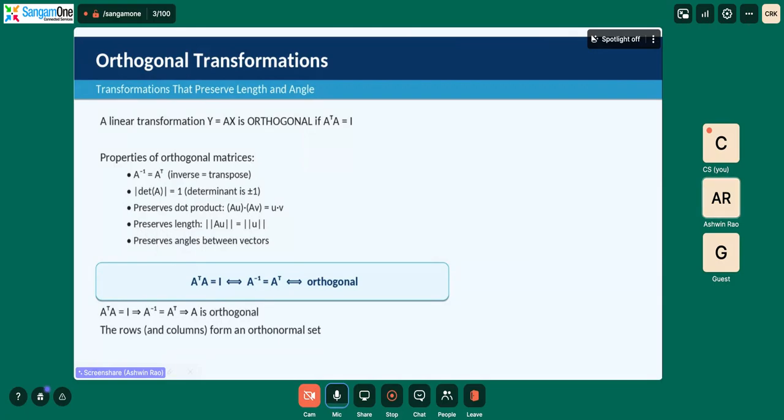Preserves length means mod of AU is equal to mod of U. It preserves angles between vectors. And these are just the properties.